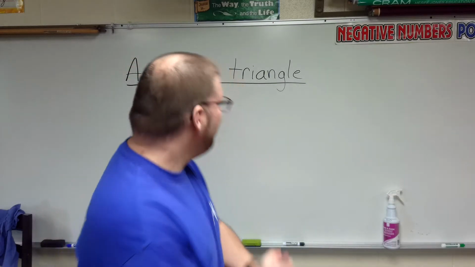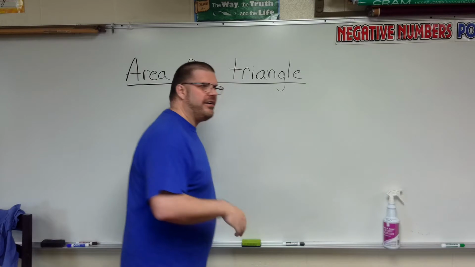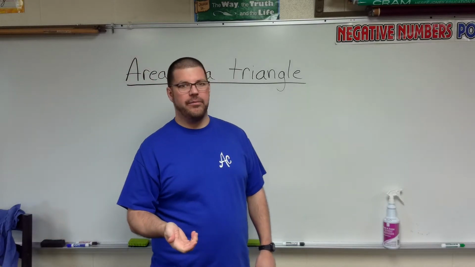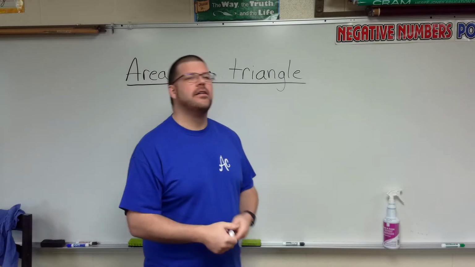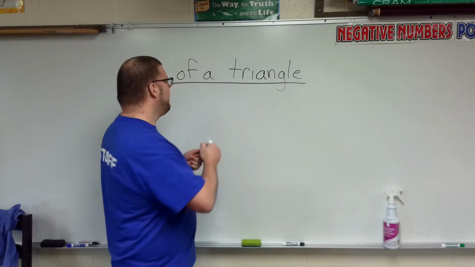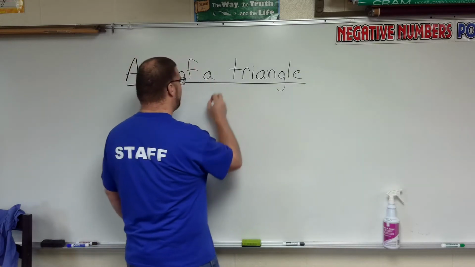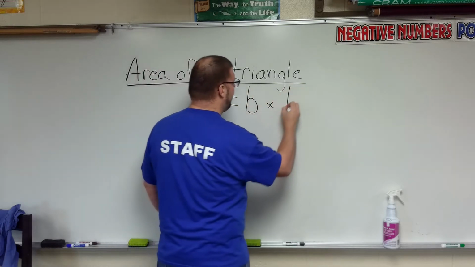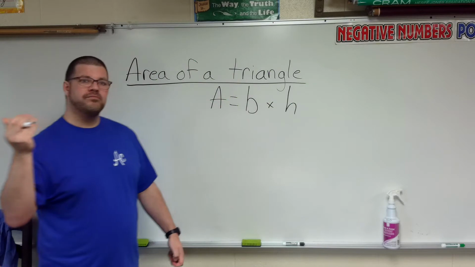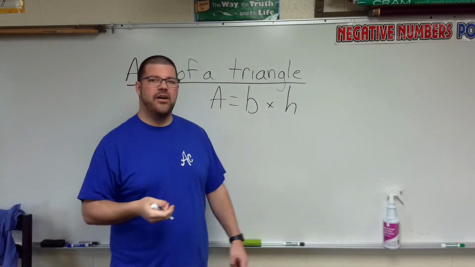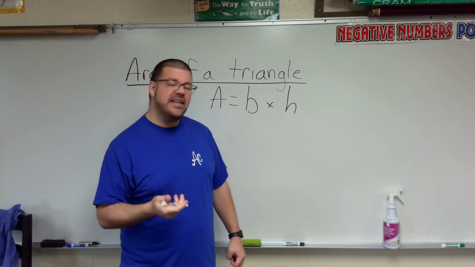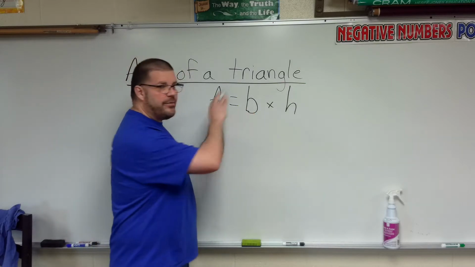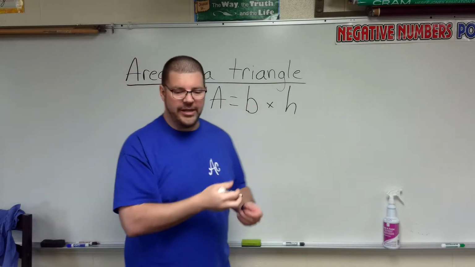Now, if you remember, we were talking about area of a rectangle, area of a square, area of a parallelogram. Those were all the formula: area equals base times the height. Right? Well, today we're going to look at how to figure out the area of a triangle. We still want to keep this in mind because we still use the same formula. We're just going to tweak it a little bit.